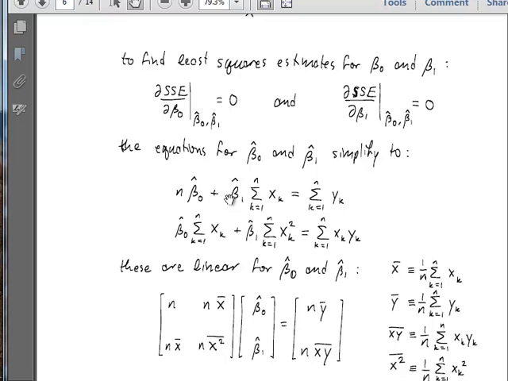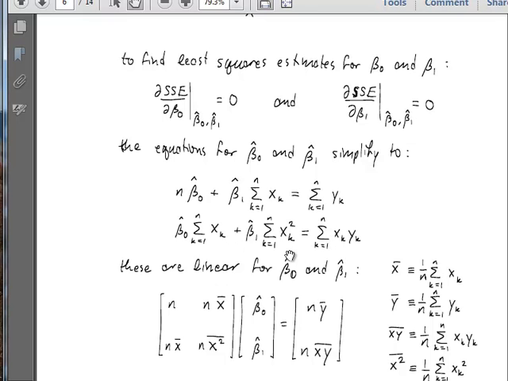I'm skipping some algebra, just basically grouping terms here. All the terms that depend on beta 0 that come out of this first equation turn into a factor of n times beta 0 plus beta 1 multiplied by the sum over all of the independent variables x sub k. And that should be equal to the sum over all of the observations y sub k. And we can also collect terms in this second equation. The derivative with respect to beta 1 gives this equation here.